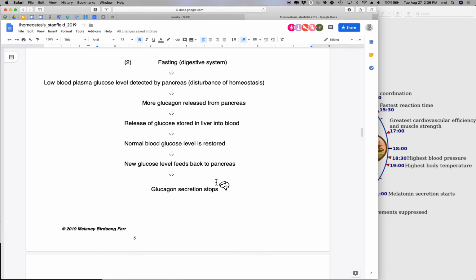And then, of course, one last question: is this extrinsic regulation, and why? Yeah, because I created a problem and I solved it with another system, right?